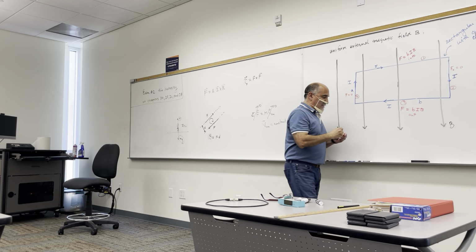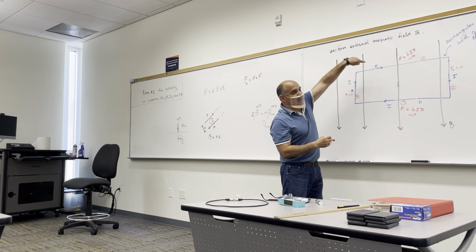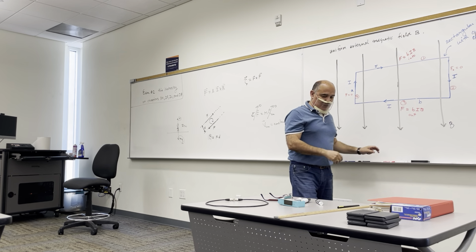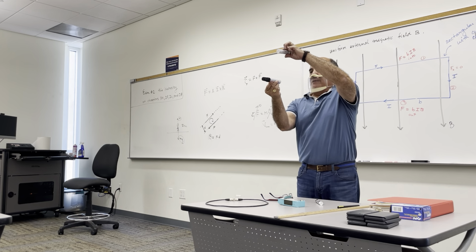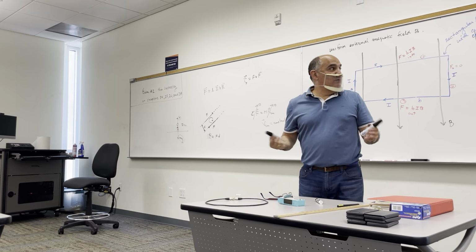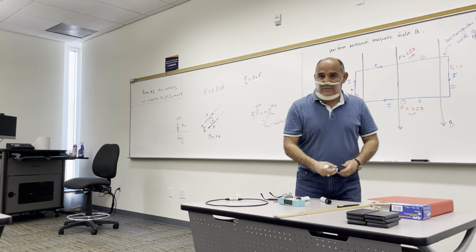And they don't share the same line of action. This one is into the board at the top, this one is out at the bottom. Those two forces have the same magnitude, and they don't share the same line of action. So they're a couple. And very quickly, what is the torque of that couple?